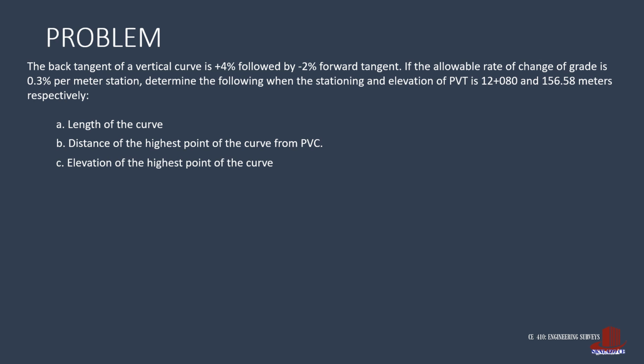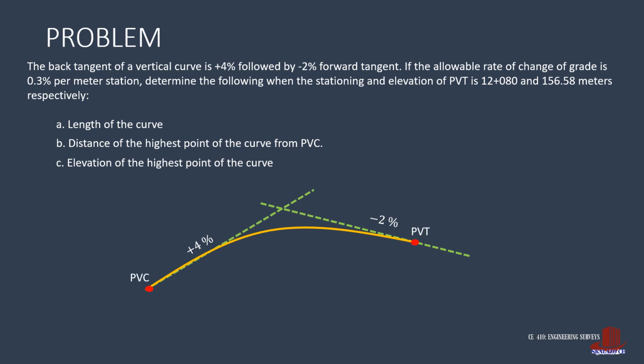Let's visualize the curve by illustration, with the back tangent rising to the right, followed by the decline of the forward tangent. We can also place points PVC and PVT, with the details of its elevation at 156.58 and station of 12 plus 080. Also note that the allowable rate of change of the grades is 0.3% per meter station.